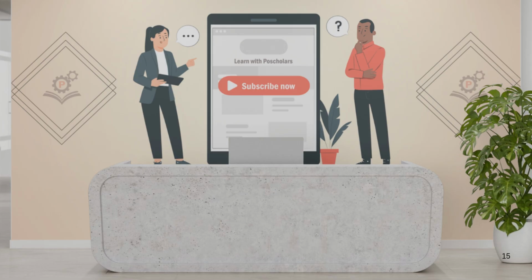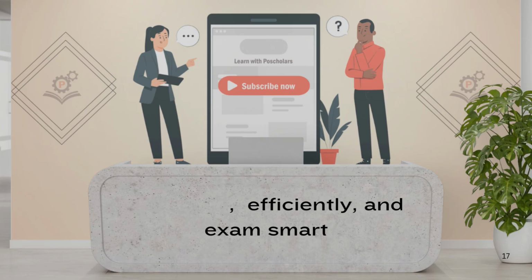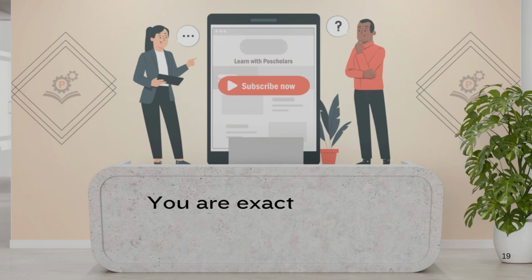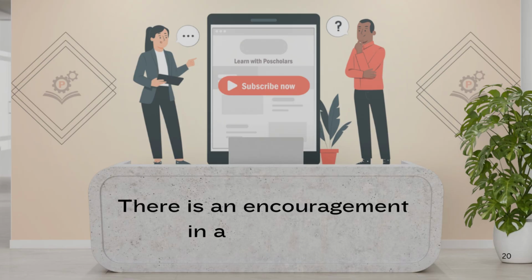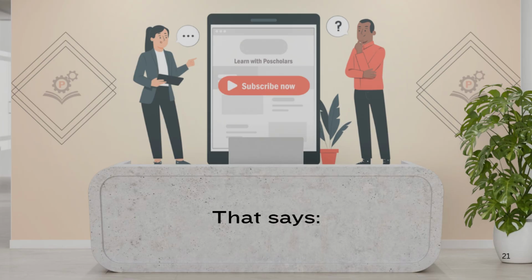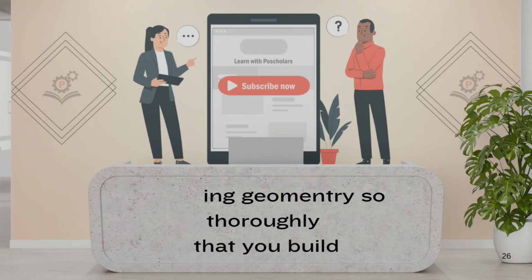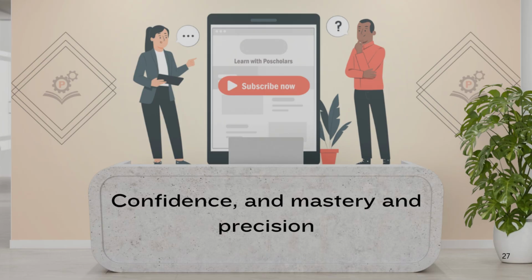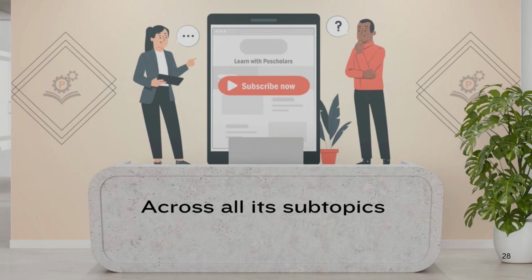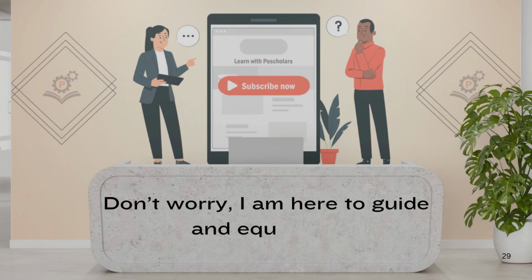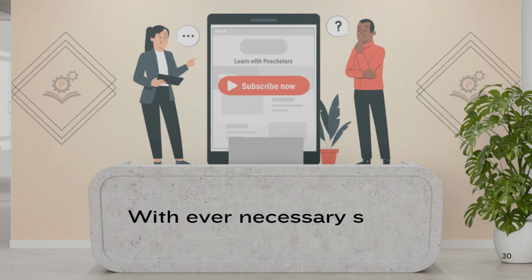I understand your pain point. You want a platform where you can learn optimally, efficiently and exam smart. The good news, you are exactly in the right place. There is an encouragement in a great book that says, study to show yourself approved unto God, a workman that needs not to be ashamed, rightly dividing the word of truth. In your case, this means studying geometry so thoroughly that you build confidence and mastery and precision across all its subtopics. Don't worry, I am here to guide and equip you with every necessary skill.